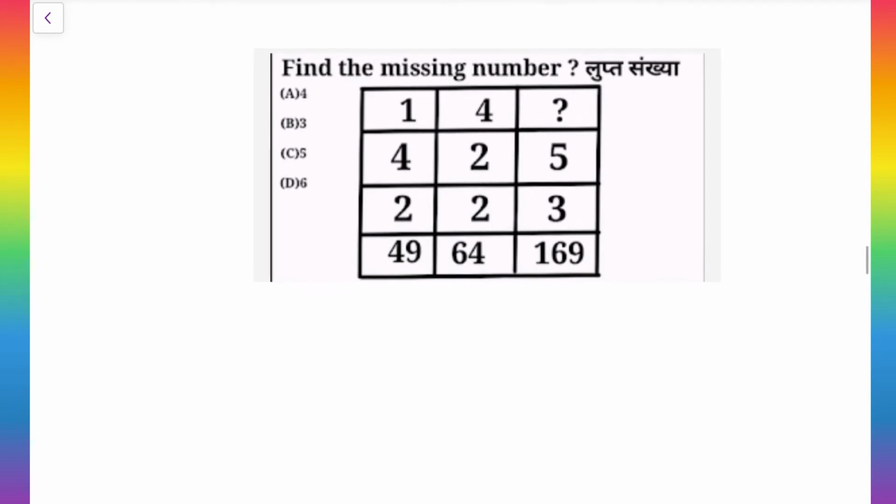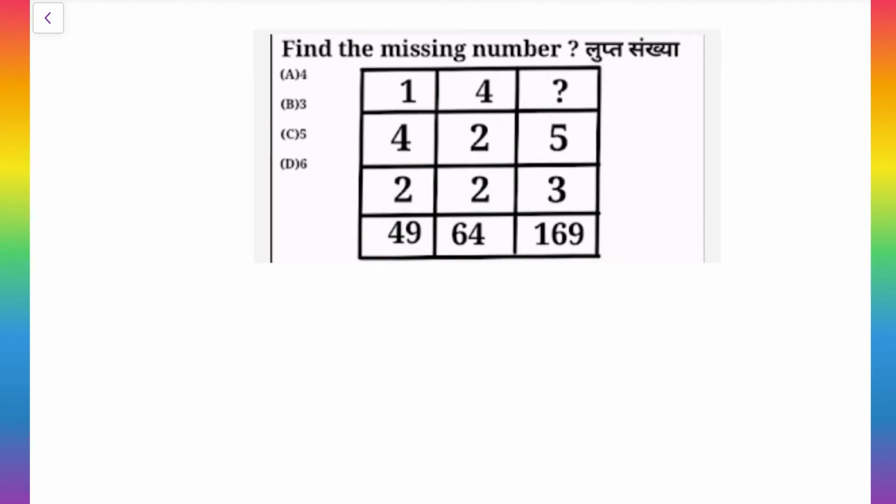Okay, here we have same again. First three numbers are smaller than the fourth one. So first I'll go with the addition process. 1 plus 4 is 5, 5 plus 2 is 7. 49 is there. Wow, we got the logic very easily.